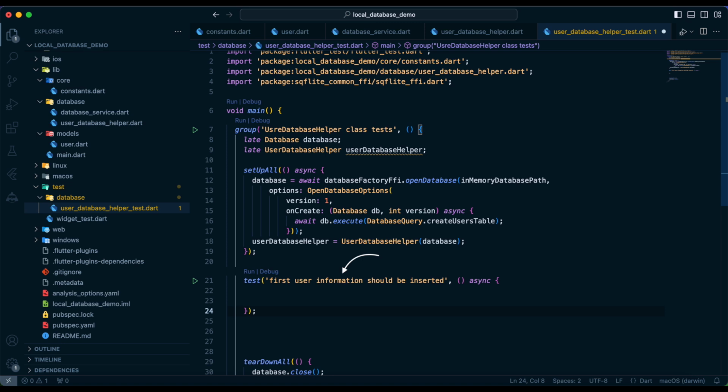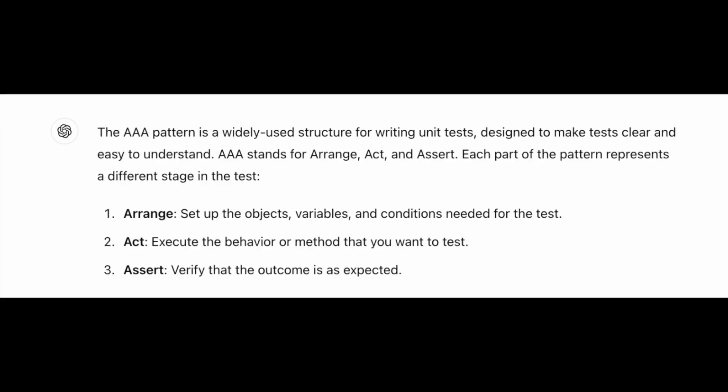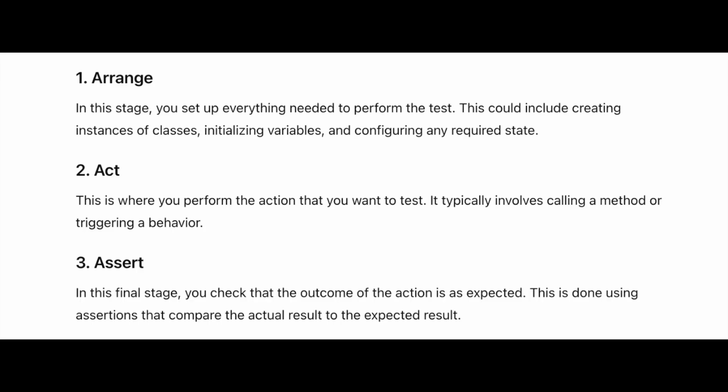Now before writing test code, I want to explain AAA pattern for writing unit tests. AAA stands for arrange, act and assert. It is a very simple concept to make tests clear and easy to understand. Actually from this concept we can divide our test into three sections. First section, where we set up stuff, is called arrange section. Then we call the function which we want to test, which is called act section. And finally we verify that the outcome is as expected, and that is assert section.